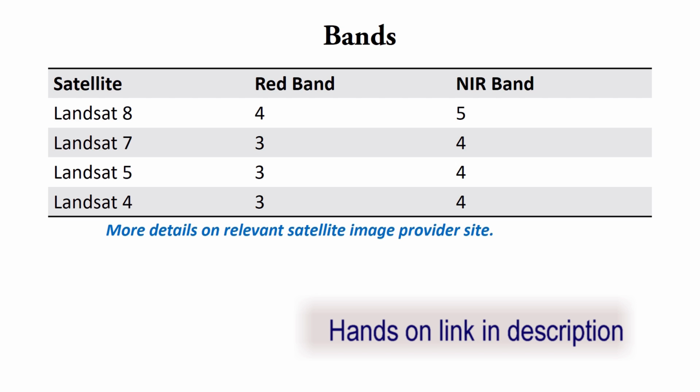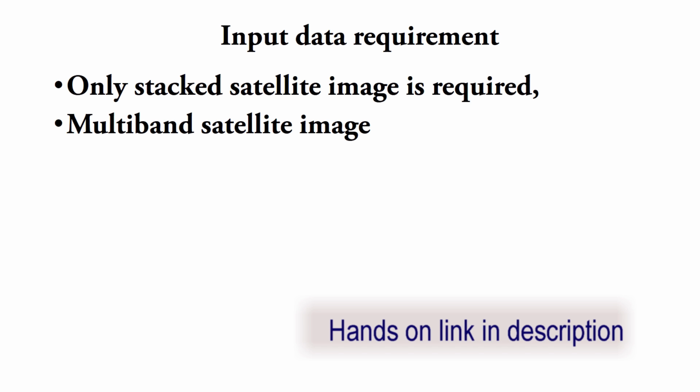So NDVI requires a red band and a near infrared band. It is different from satellite to satellite. Landsat 8 uses band 4 as the red band and band 5 as the near infrared band. Landsat 4 to 7 use band 3 as the red band and band 4 as the near infrared band. Its specification is different from satellite to satellite. More detail you can find on the satellite image provider's site or in the documents you have received with your satellite image.